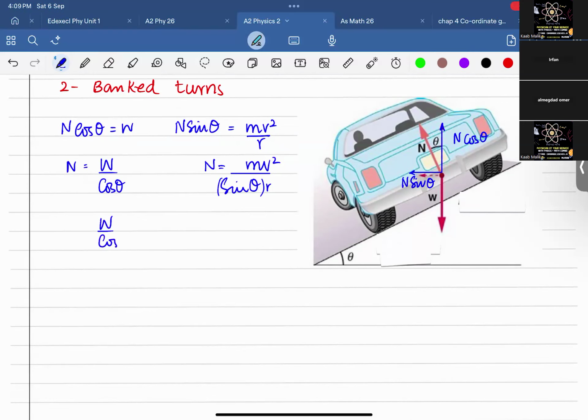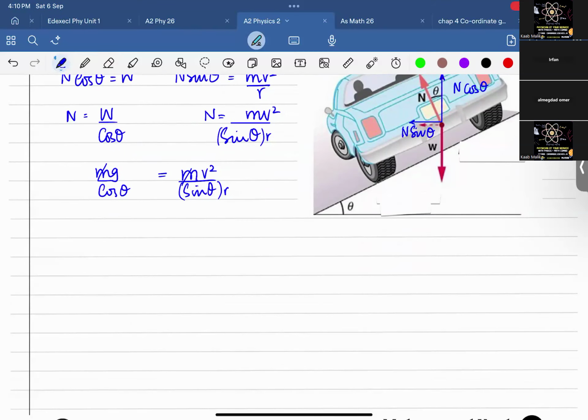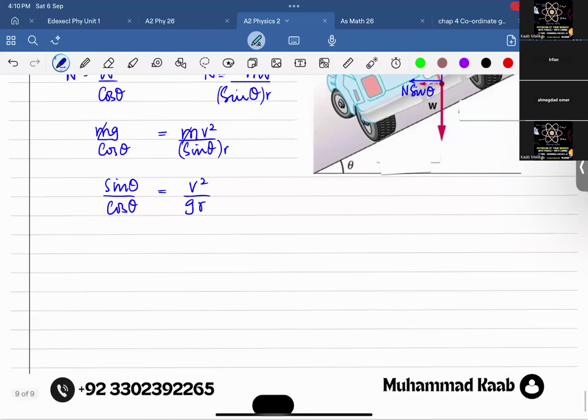W over cos theta is equal to mv square over sin theta r. At W you can replace it with mg, and you can cancel the things out. Then sin theta over cos theta is equal to v square over gr. You can replace that with tan theta, so tan theta is equal to v square over gr.